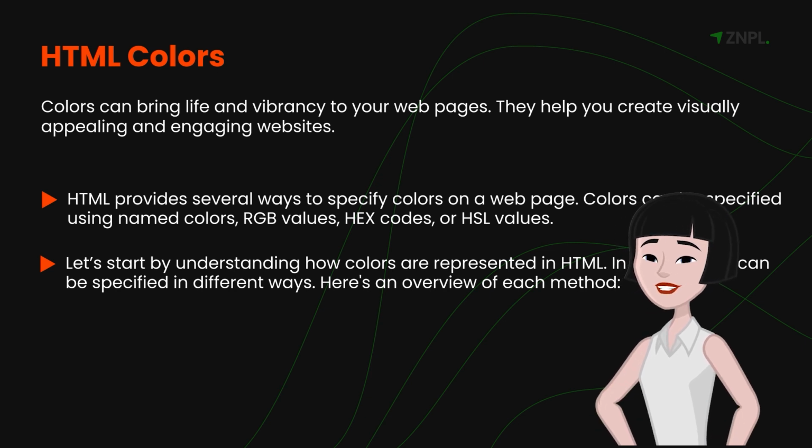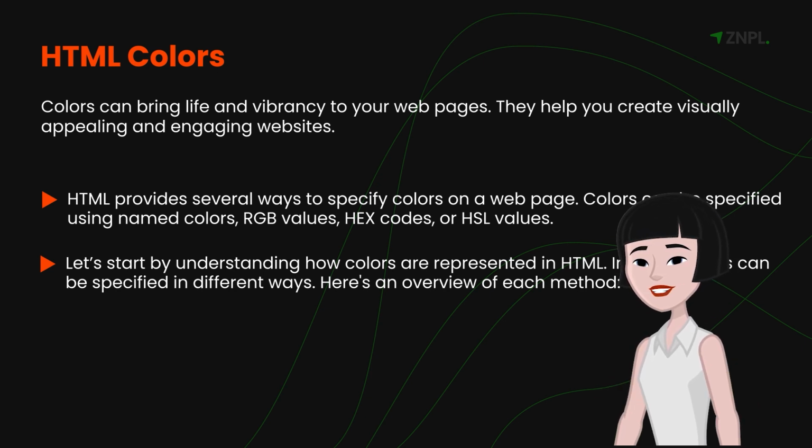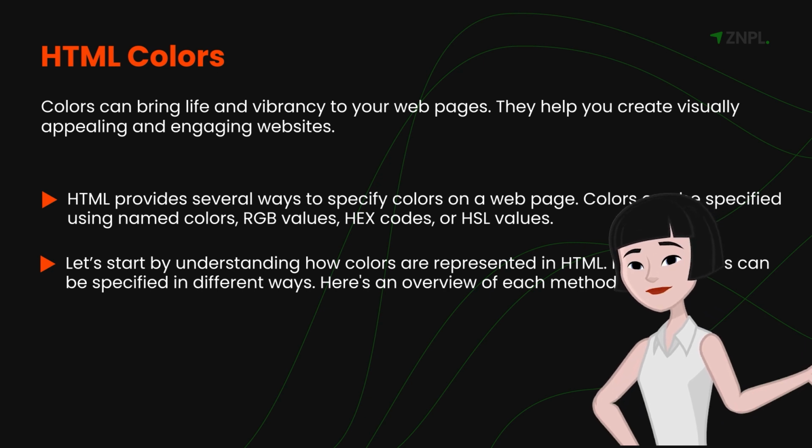Let's start by understanding how colors are represented in HTML. In HTML, colors can be specified in different ways. Here's an overview of each method.